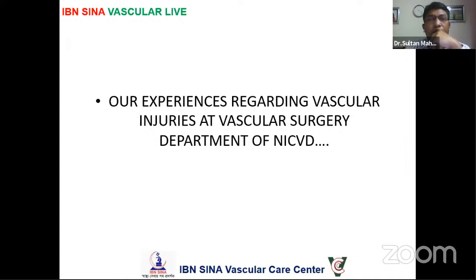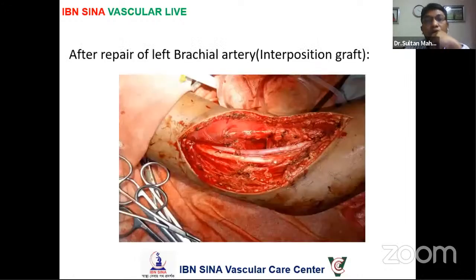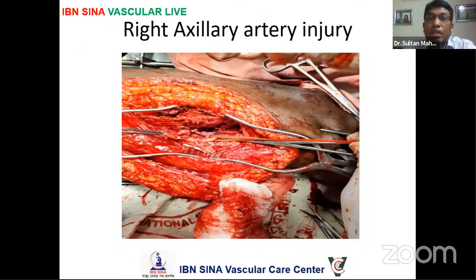Our experiences regarding vascular injuries at the vascular surgery department of NICVD. Upper limb vessel injuries. After repair of the brachial artery by interposition graft. Every surgeon faces this opportunity to give an interposition graft in our vascular surgery department. Right axillary artery injury.